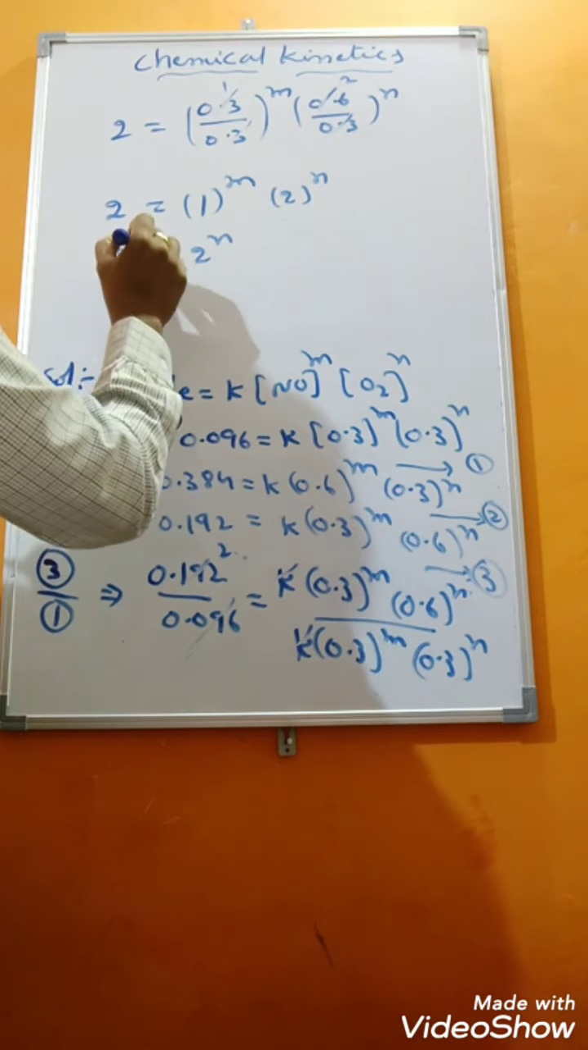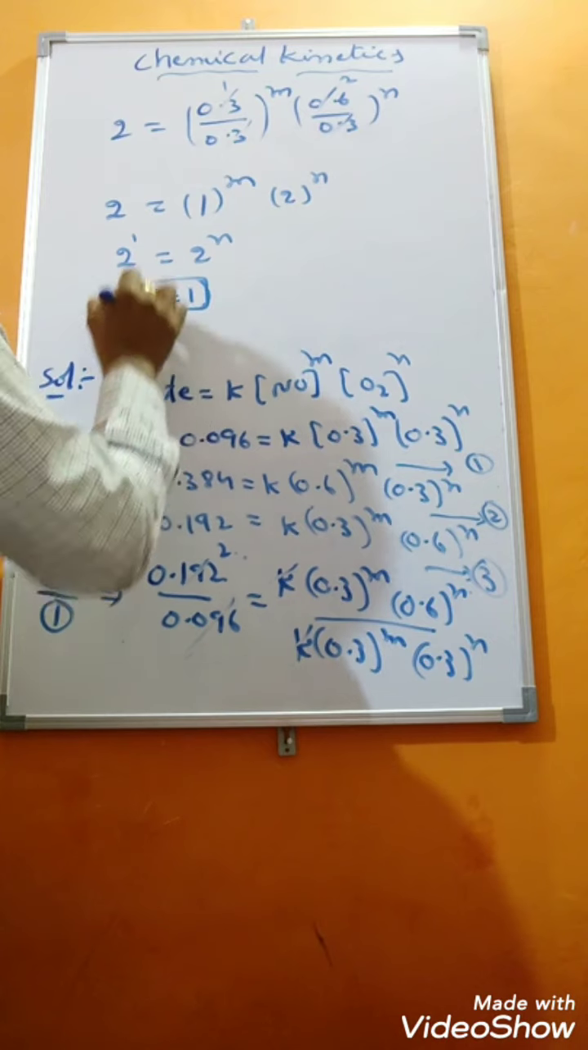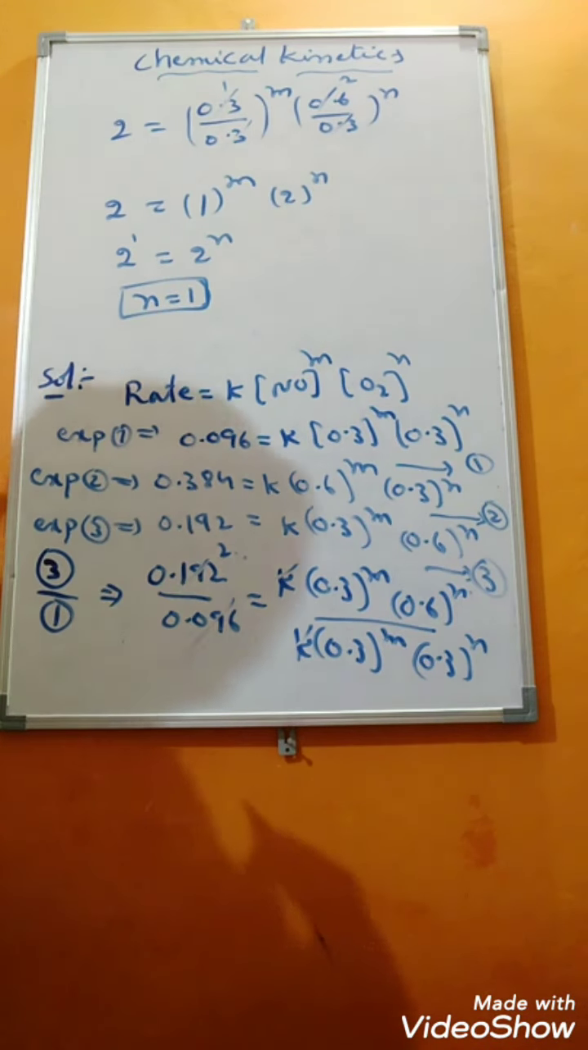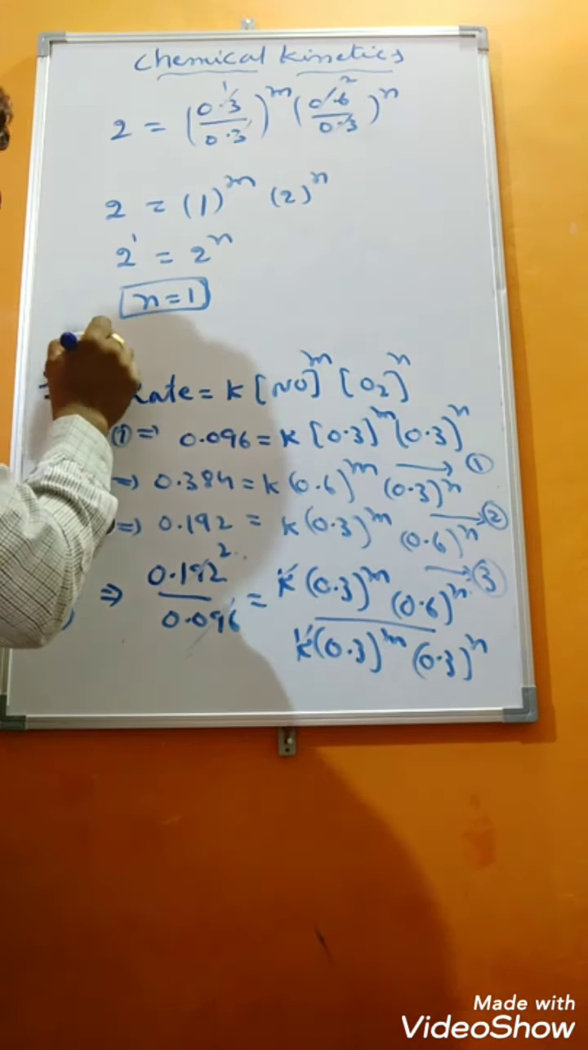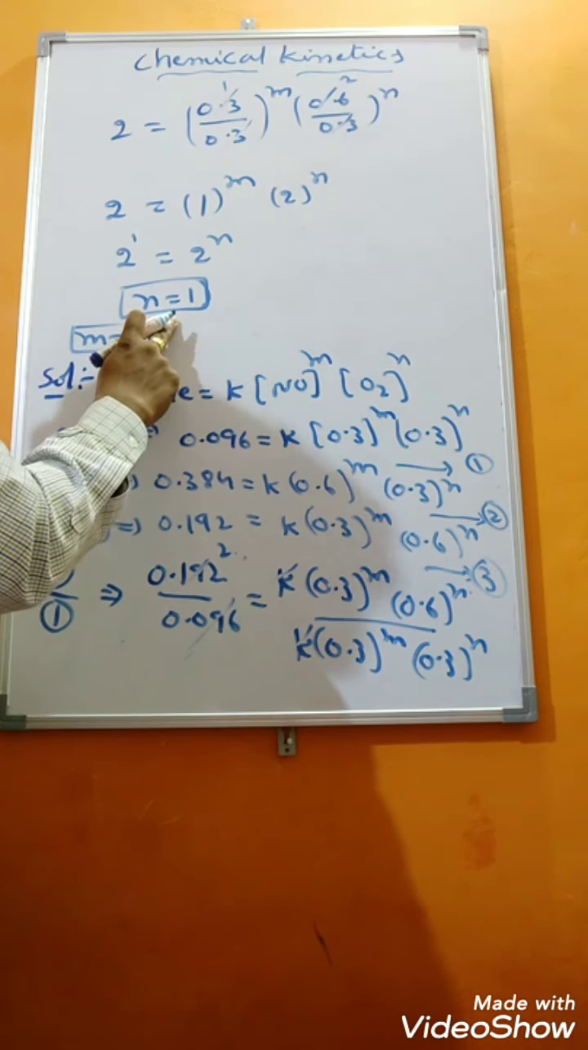Right, students? So 2 power 1. That is nothing but n equals what here? n is equal to 1. m equals how much did we get, students? m, we have already solved, that is 2. m equals 2, n equals 1.